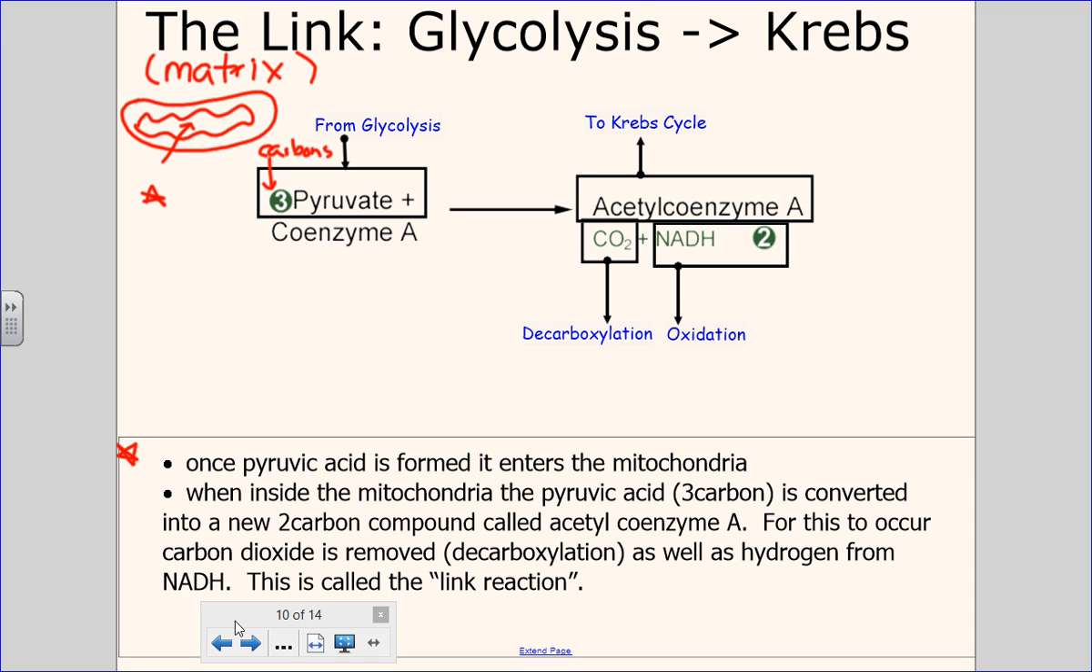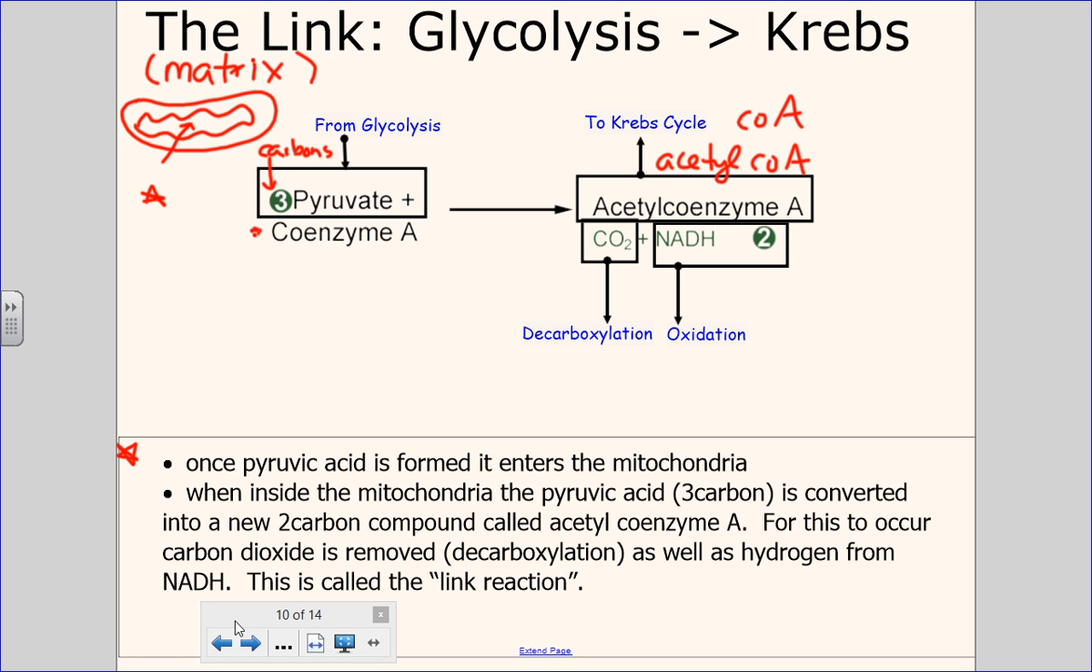Another molecule, coenzyme A, shows up. We know what coenzymes are. They help reactions happen faster. These 2 things join up, coenzyme A and pyruvate, and they make a compound called acetyl coenzyme A, which is a ridiculously long name. Some people call it just acetyl-CoA. I've heard it referred to just as CoA.